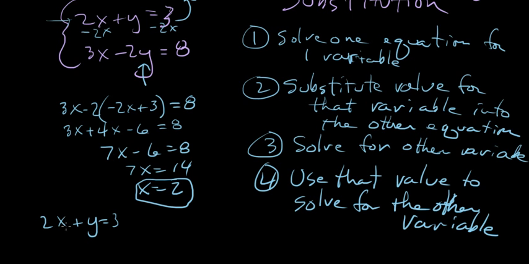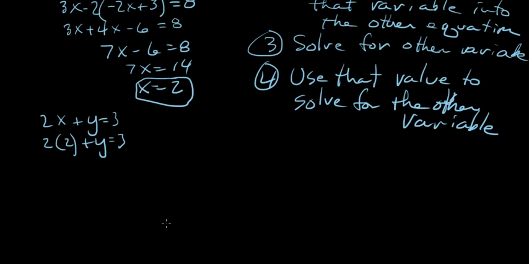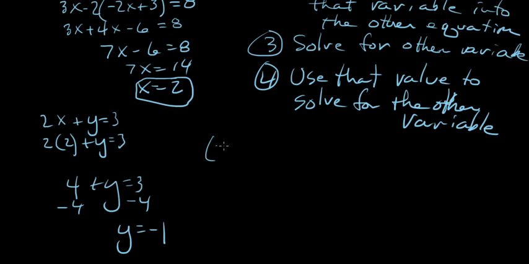So can I solve that for y and not use a variable? Sure. 2 times 2 plus y equals 3. Let me give a little more space here. And so 4 plus y equals 3. Subtract 4, and y equals negative 1. So now I have a value for x and a value for y.